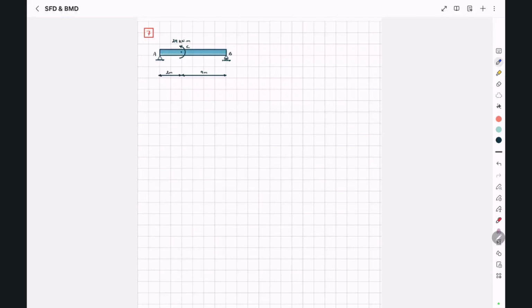Alright, similar to the previous examples, we start solving the problem by drawing the free body diagram of the beam. So this is our beam. This is point A. This is point C, and this is point B. We have a counterclockwise moment here with a magnitude of 24 kilonewton meter.